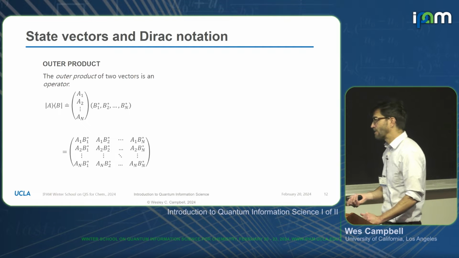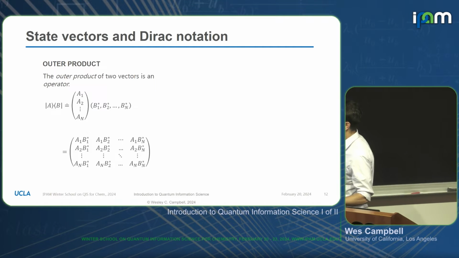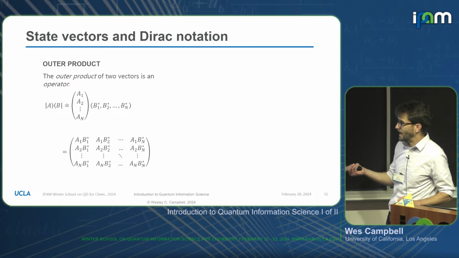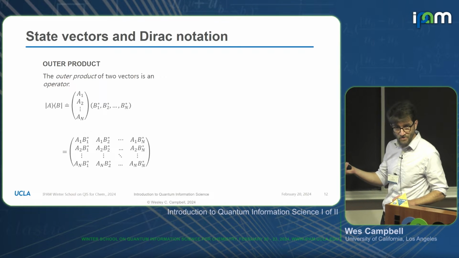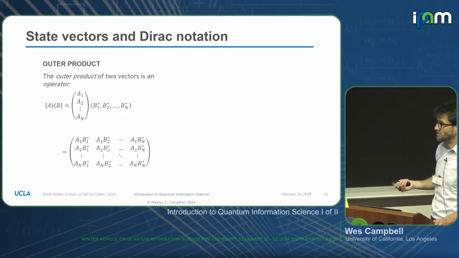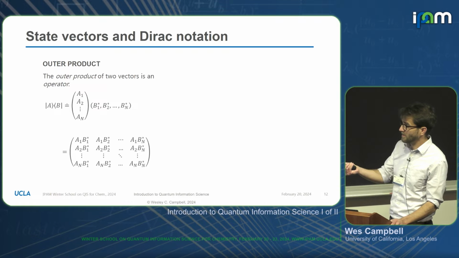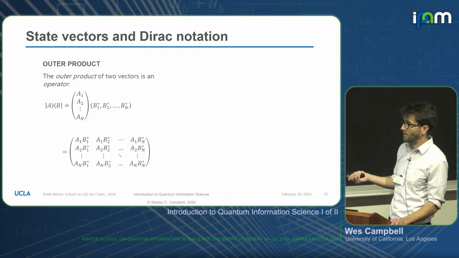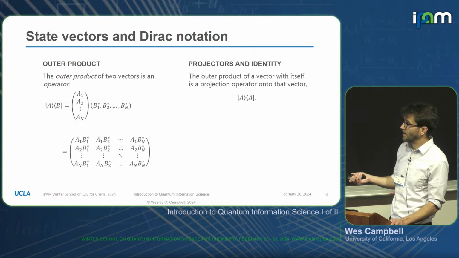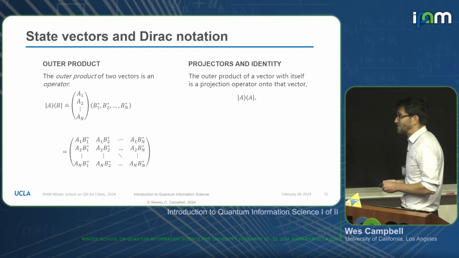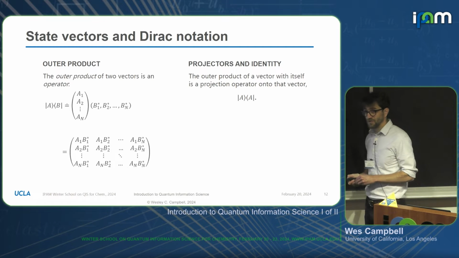Okay, so the outer product of a ket with a bra ends up being a matrix in our matrix representation here. Okay, so you actually end up increasing the dimensionality of these things when you do this. This we're going to learn later is essentially an operator, okay, that can operate on our state vectors. The outer product of a vector with itself is a projector onto that vector. So this is really useful.